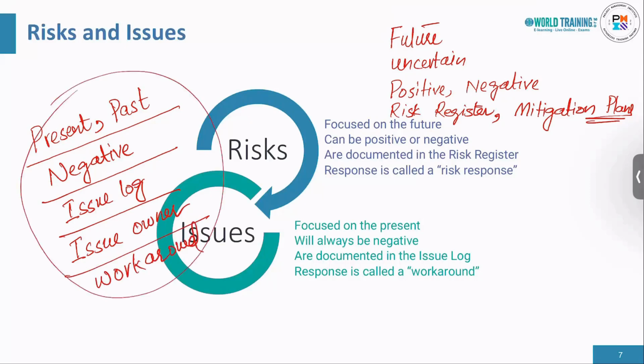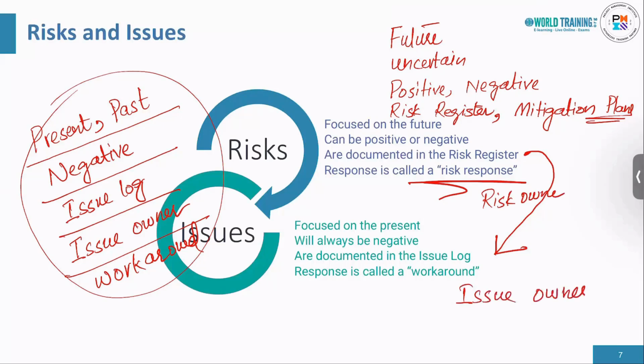And remember one important thing: whenever an issue occurs, we move it from the risk register to the issue log. And the person who is responsible for risk management, called the risk owner, would now be called the issue owner. So that's the difference between these two terminologies, risks and issues.